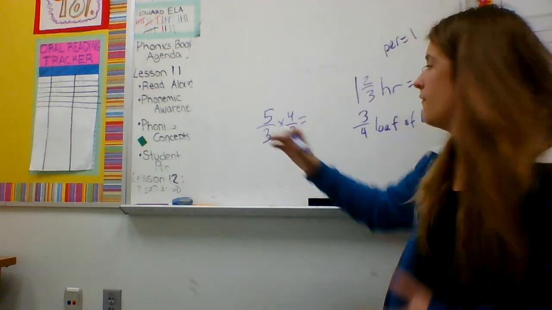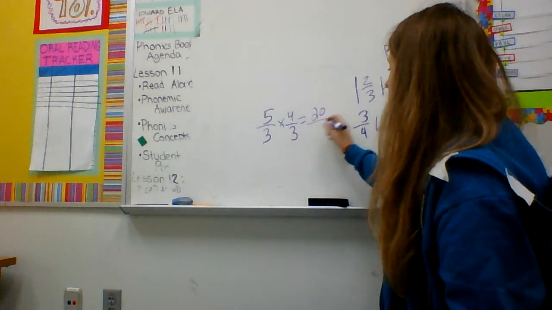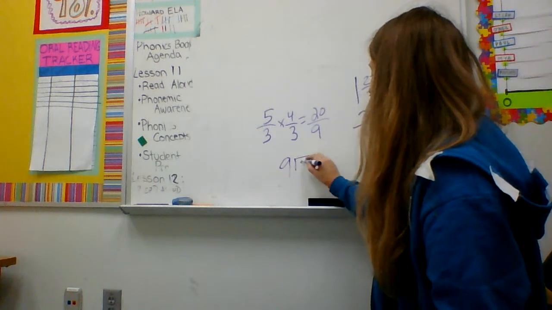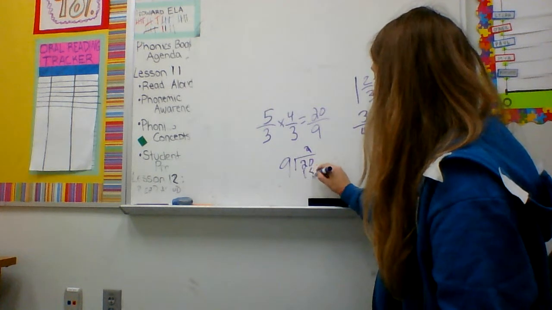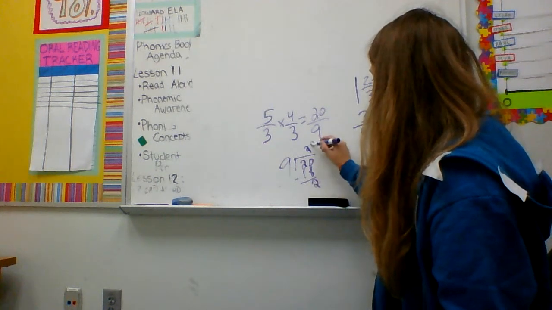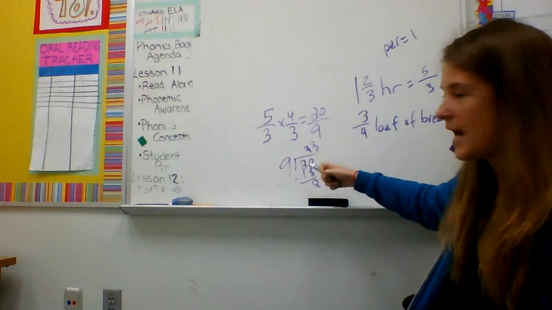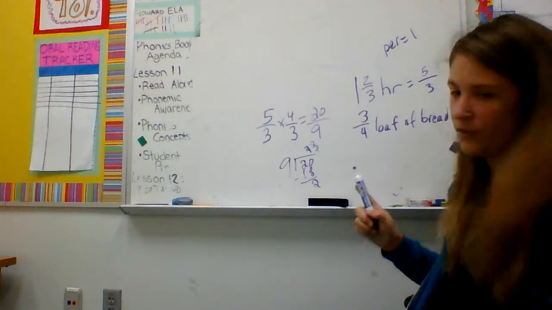You then get 5 times 4, which is 20. 3 times 3 is 9. I can do top in, bottom out for this. 9 goes into 20 2 times. I get 2 left over. It takes her 2 2/9 hours to make 1 loaf of bread.